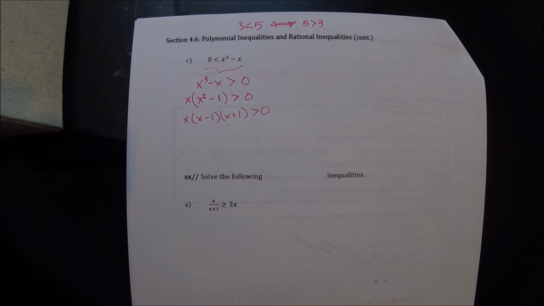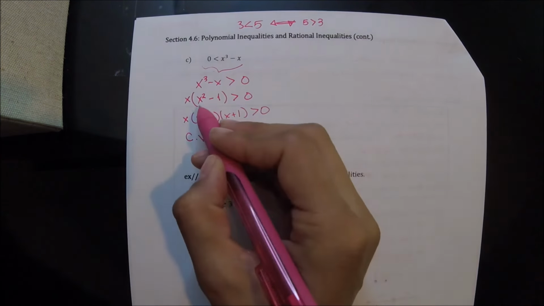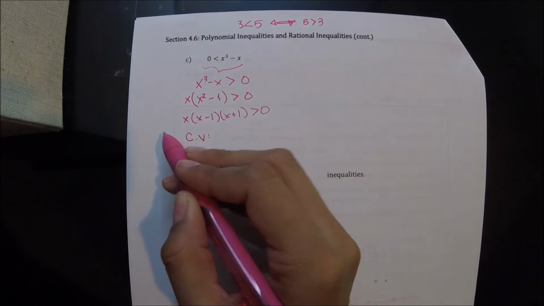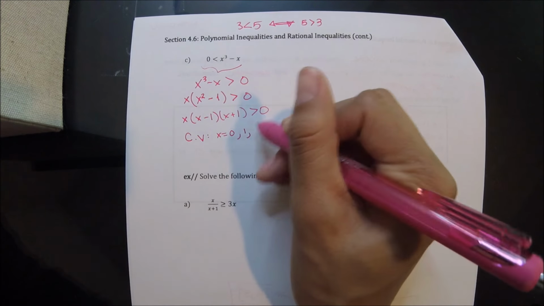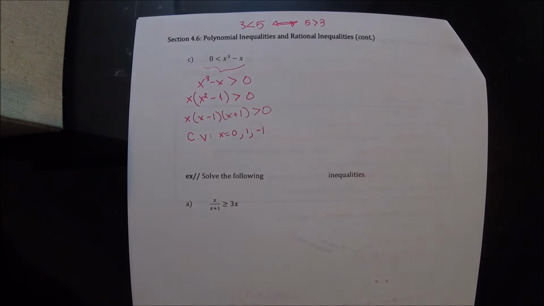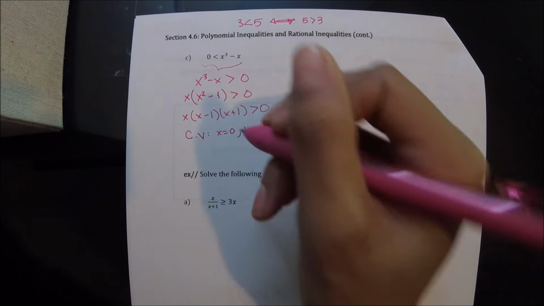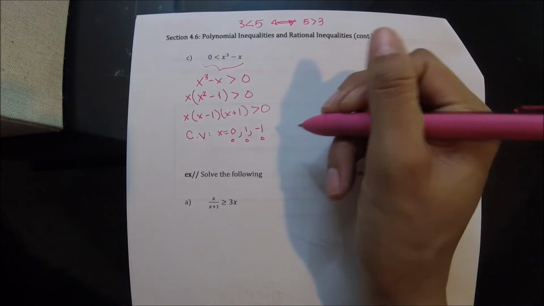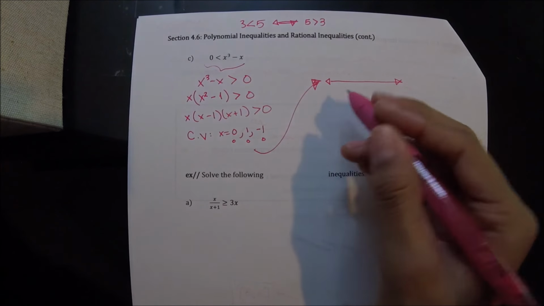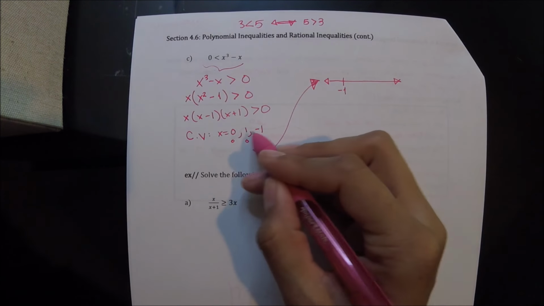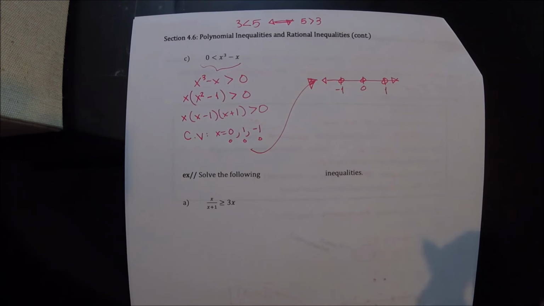So, next step is find the critical values. CV, okay, when does this expression equal 0? Well, when x equals 0 for this factor, 1 for this factor, and negative 1 for that factor. And then, are we going to have open or closed circles? Well, strictly greater than, so we're going to have open, open, open. So let's put this on a number line. And make sure you do it in the right order. Negative 1 is the smallest, and then 0, and then 1. And we have open, open, open.